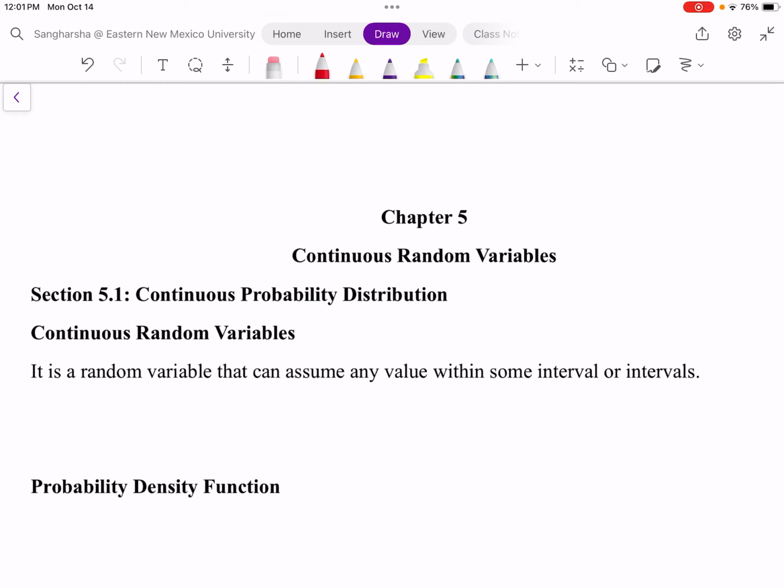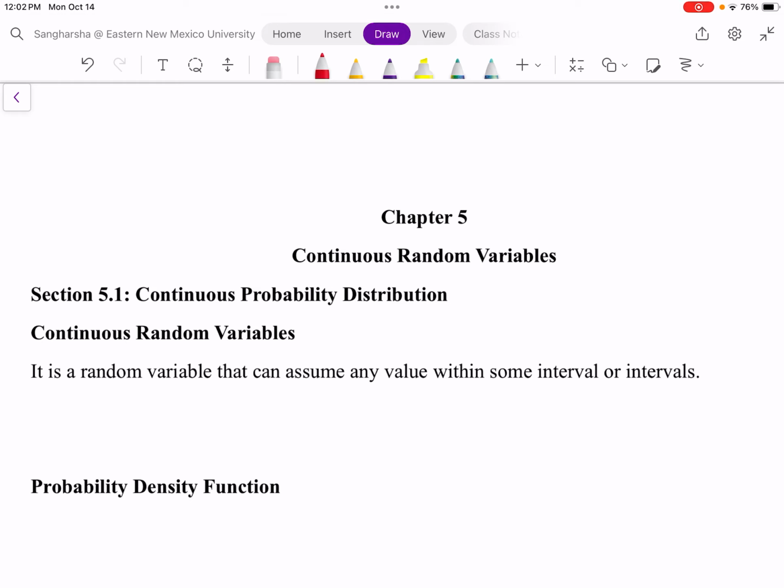And can you tell me the 3 different ways of representing discrete random variables? How can we represent discrete random variables in 3 different ways? Kayla. Graph, formula, and a table, right? So we use a graph, table, or formula to represent the discrete random variable.